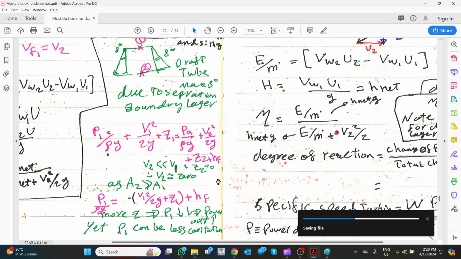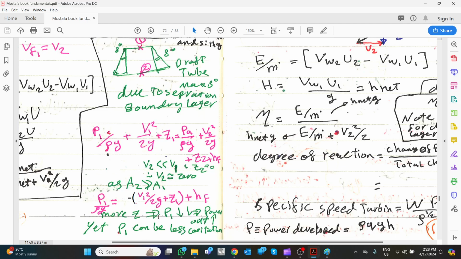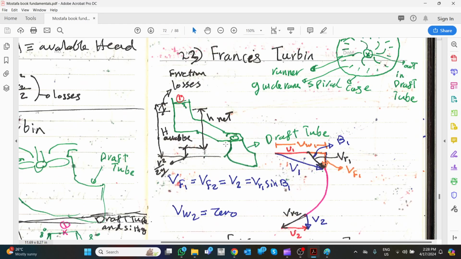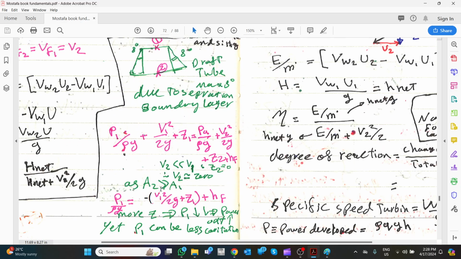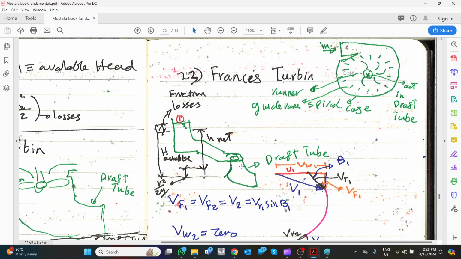Okay. So from this, more Z, which means we are giving this turbine more height. What will it give us? Less pressure at 1, which is less pressure here. Less pressure here means more and more pressure difference, which is more and more power.